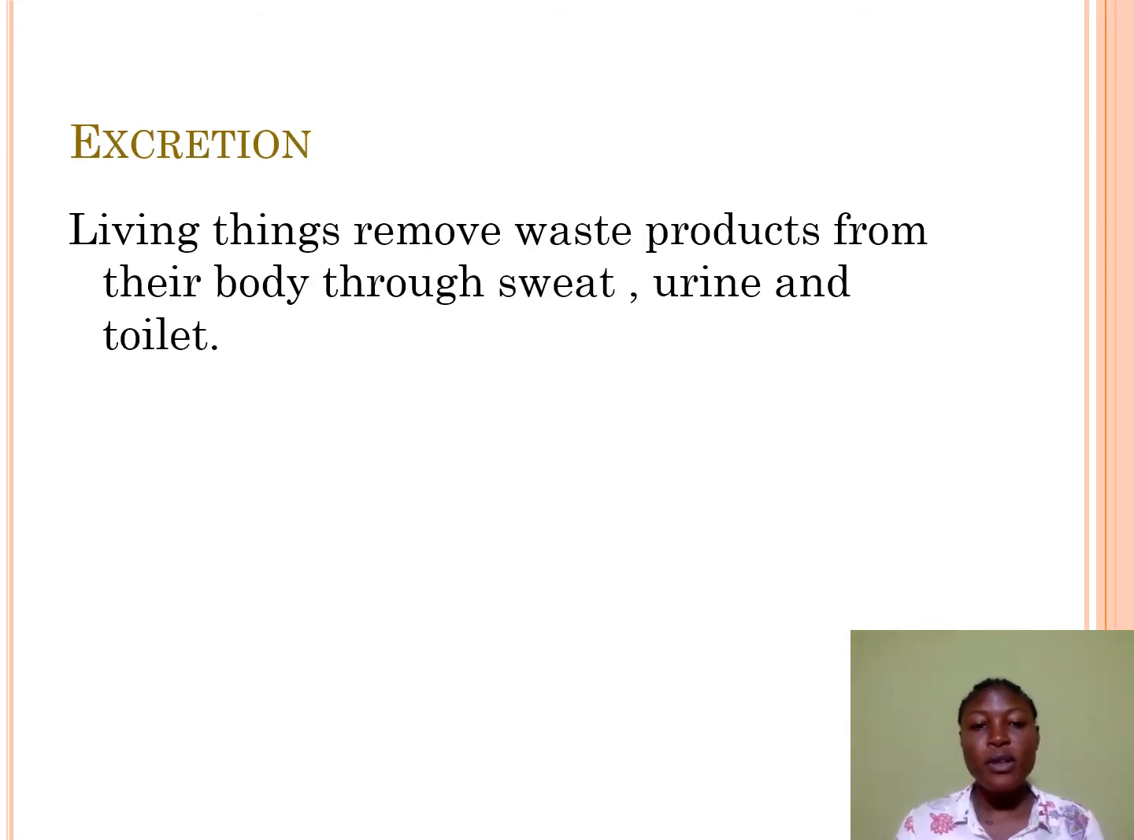Good. We carry on to excretion. Living things remove waste products from their body through sweat, urine, and toilet. So you see, all these things come out of your system in order to help you replace them with the what? Water and food. Now these things digest and they come out as sweat, urine, and toilet. And this is a process known as excretion.